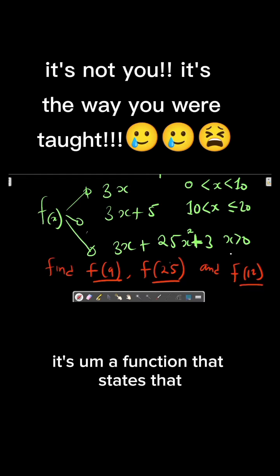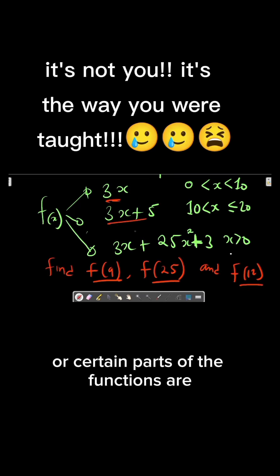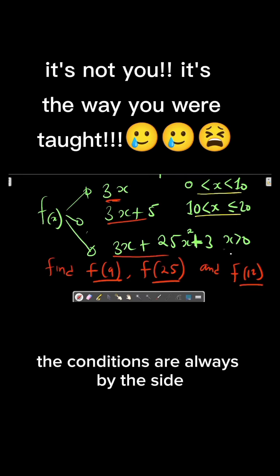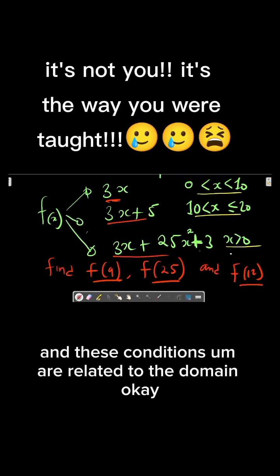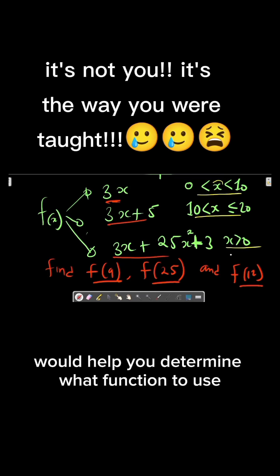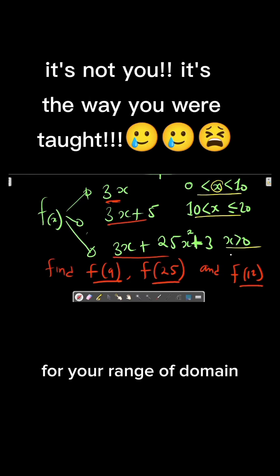What do I mean by that? It's a function that states that certain parts of the function are activated, or certain parts of the function are to be used, if the following conditions are met. The conditions are always by the side, and these conditions are related to the domain. So the x values in this case would help you determine what function to use and what part of the function will be active for your range of domain.